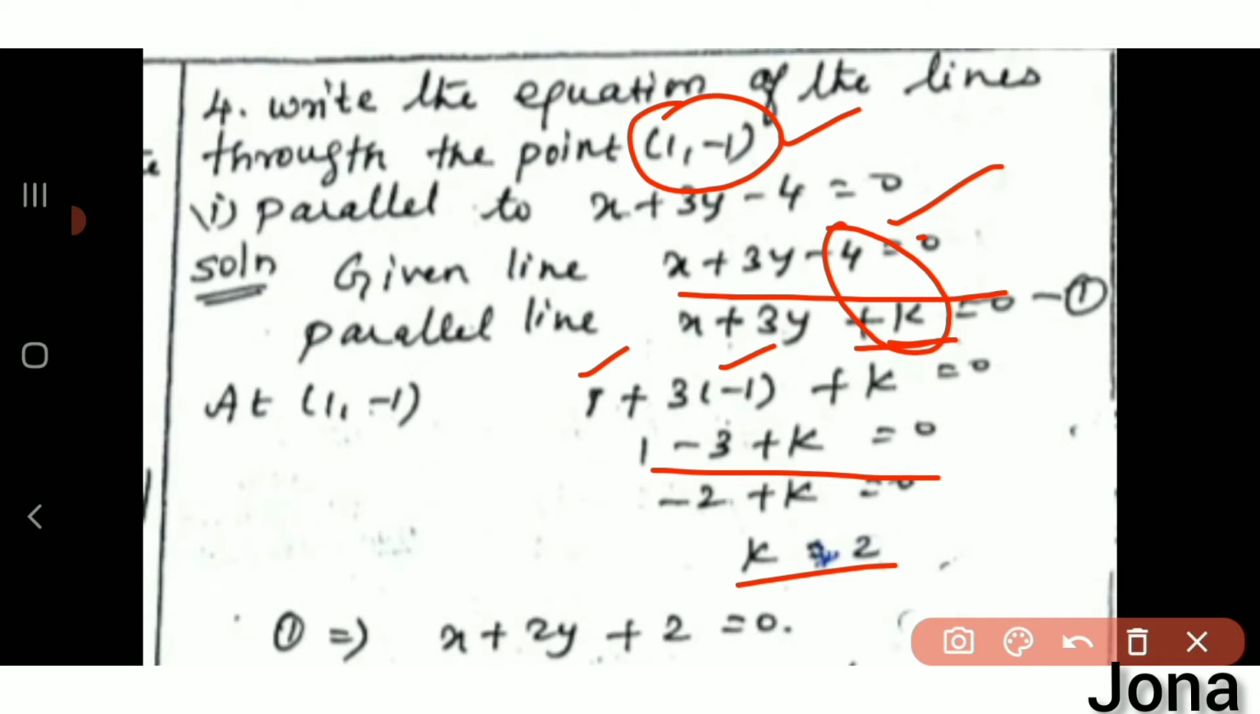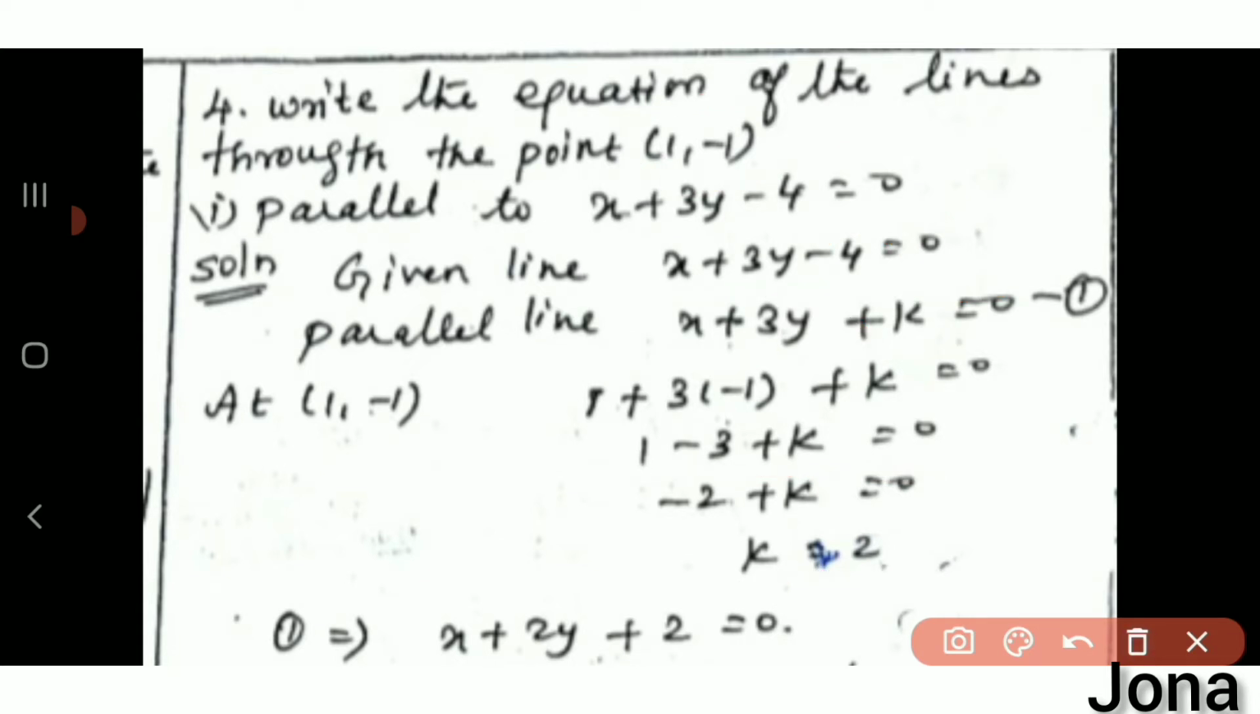So substitute k = 2 in this equation, so that we have x + 3y + 2 = 0.